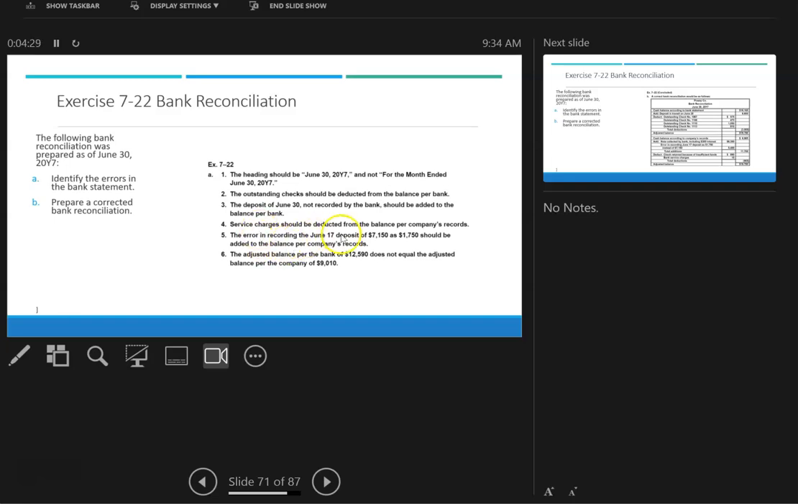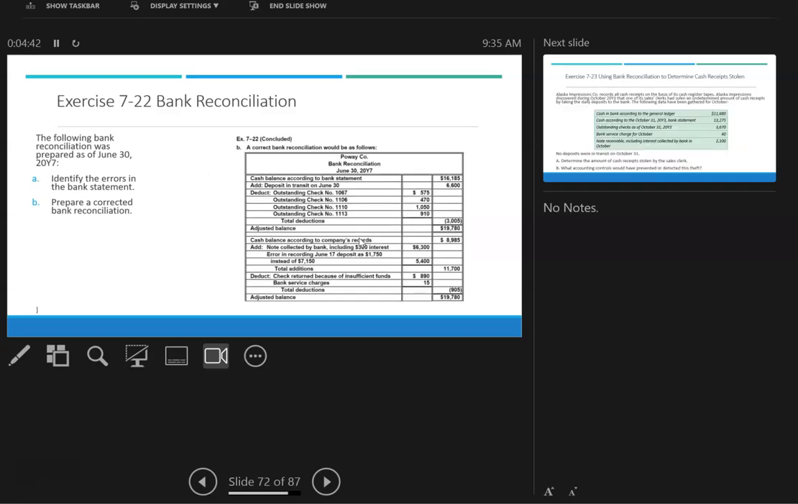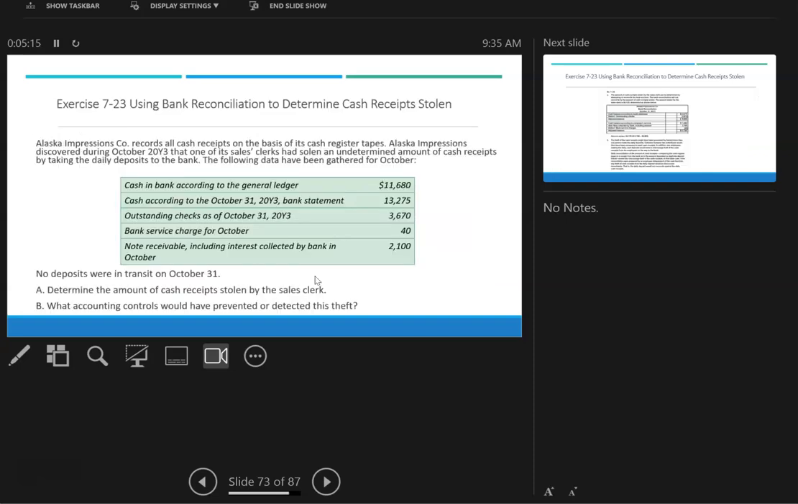The error in the June 17th deposit of $7,150 was shown as $1,750. So that was a big oops that we need to adjust that deposit for. Okay? So as you see here, if you follow the add deposits outstanding, subtract checks outstanding, for the company's balance, we add notes receivable. We screwed up on a deposit. We said it was $1,750 when it was $7,150. We adjust that. And since we had an NSF returned, we have to adjust that along with our service charges. Okay?